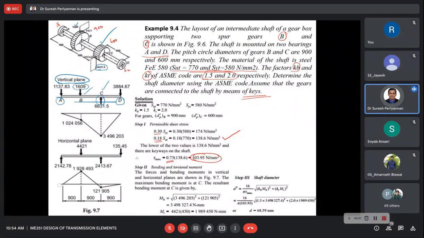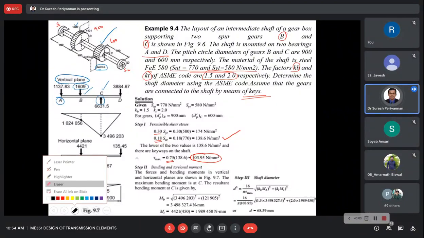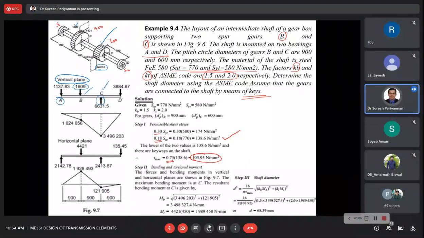First we have to find out how much load is acting based on our power transmission from the belt drive or gear drive. Once we know this, we know these two components: the vertical load on the bigger gear and the vertical load on the smaller gear. Then we go for the reaction calculation at both supports S1 and S2, the bearings, where bearings A and D are located.